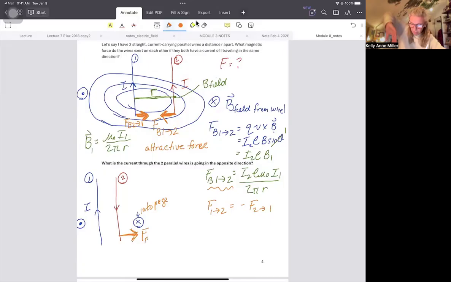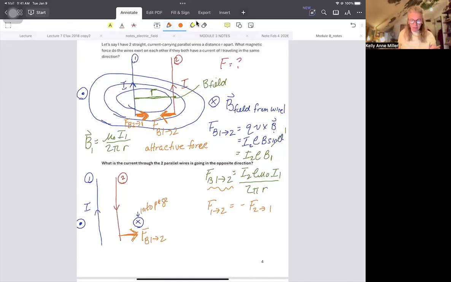This is the magnetic force of wire 1 acting on wire 2. So the current is going down. I curl my fingers into the page. I can't twist my arm that way, but my thumb points to the right.